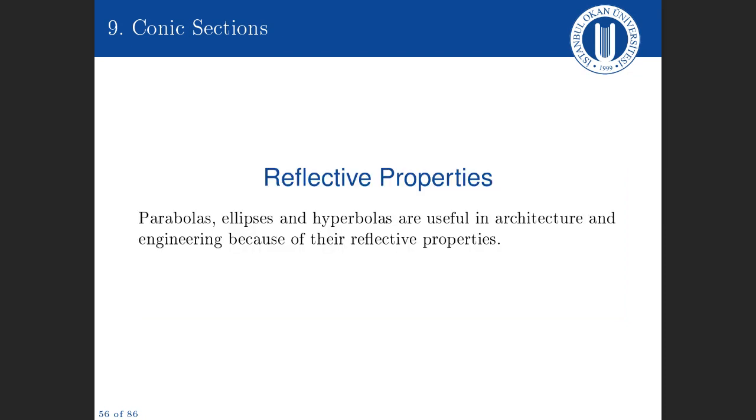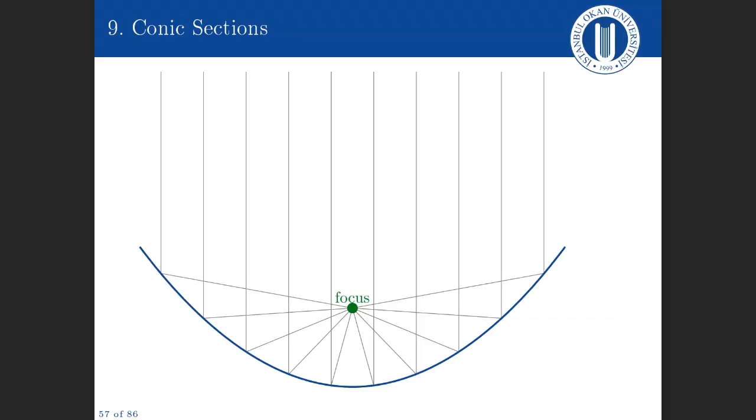Now, why are we interested in conic sections? We're interested in them in architecture and engineering because of their reflective properties. First, a parabola has the property that rays which originate at the focus are reflected by the parabola as parallel lines. If I start at the focus and I shine a bit of light or I make a bit of sound, this bounces off the parabola and goes this way. Take another one, it bounces off the parabola and then goes straight up.